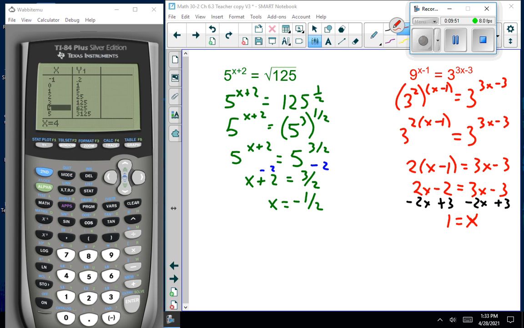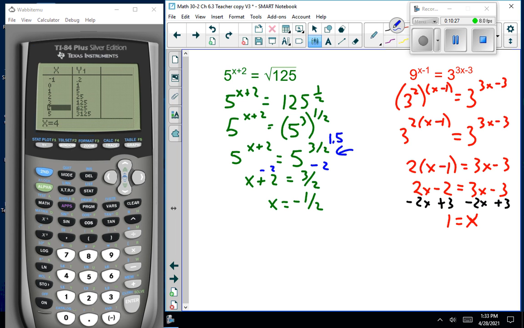Okay, welcome back. So, for this first one, the green one, 125 is 5 cubed. So that's 5 cubed to the 1/2 power. We multiply our exponents, or 3 times a half, which is 3 halves. So this is 5 to the x plus 2 equals 5 to the 3 halves. And yes, if you want to be lazy, it's 1.5. Let's try to do it with the fraction instead. So drop the base. x plus 2 equals 3 halves, so 1.5. Subtract 2 from both sides, you get x is minus a half.